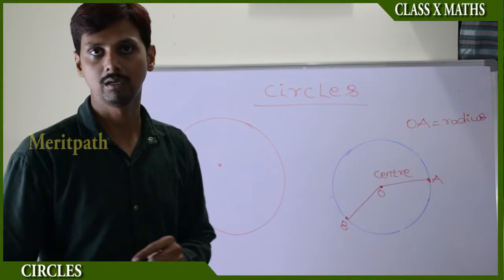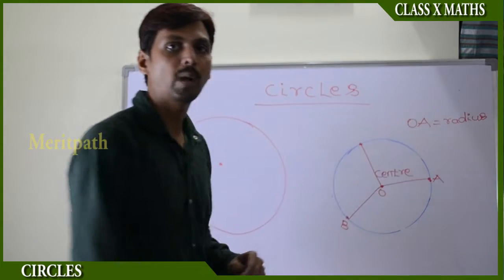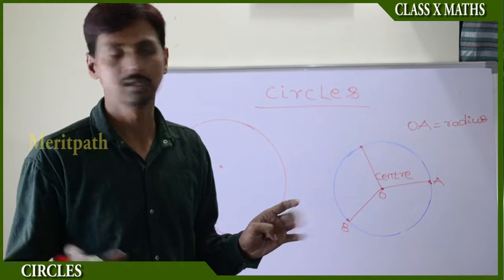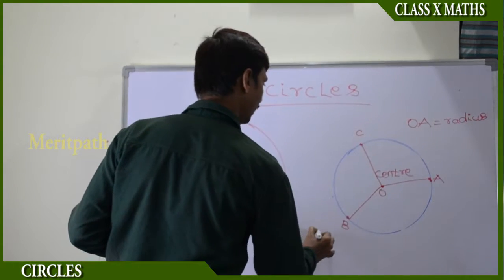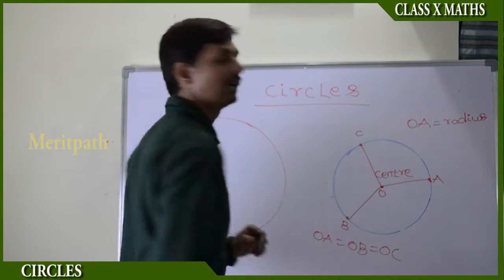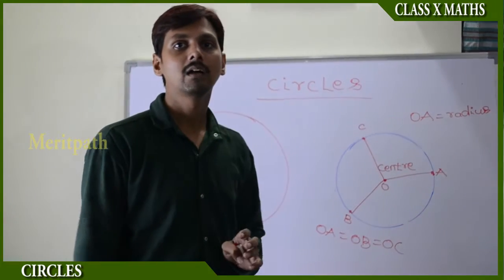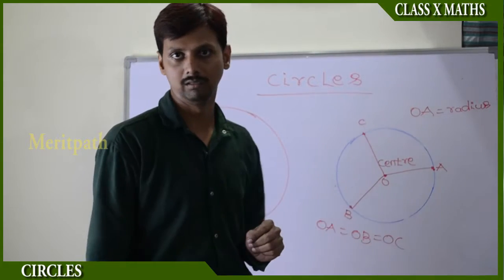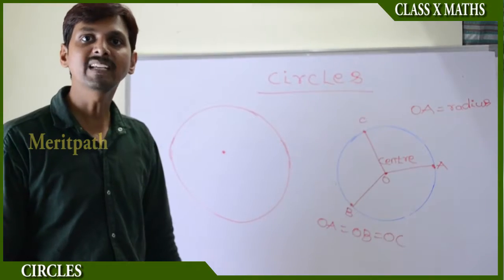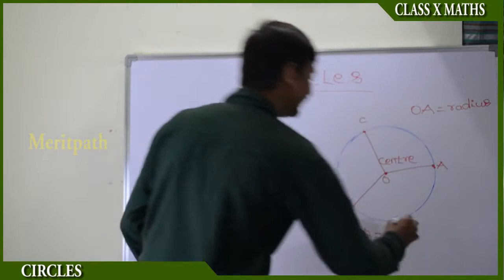and OB are equal, and we can understand that the line from the center to any point on the circle is called a radius, and that all radii are equal. So here OA is equal to OB is equal to OC. It's called the radius of the circle. So infinite radii can be drawn for a circle.